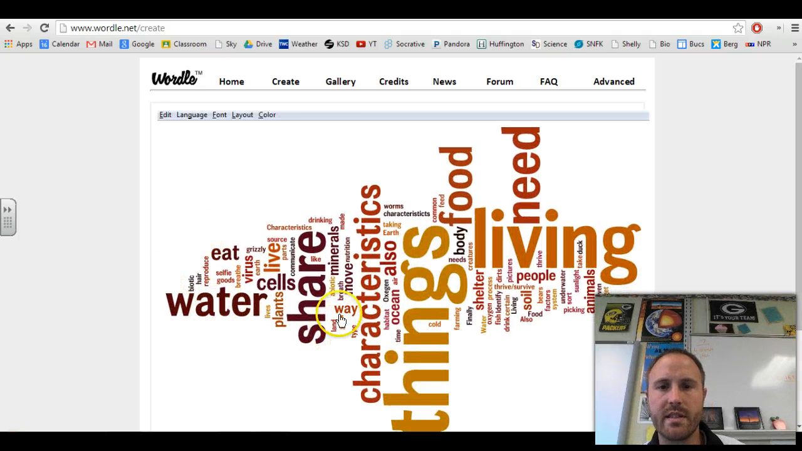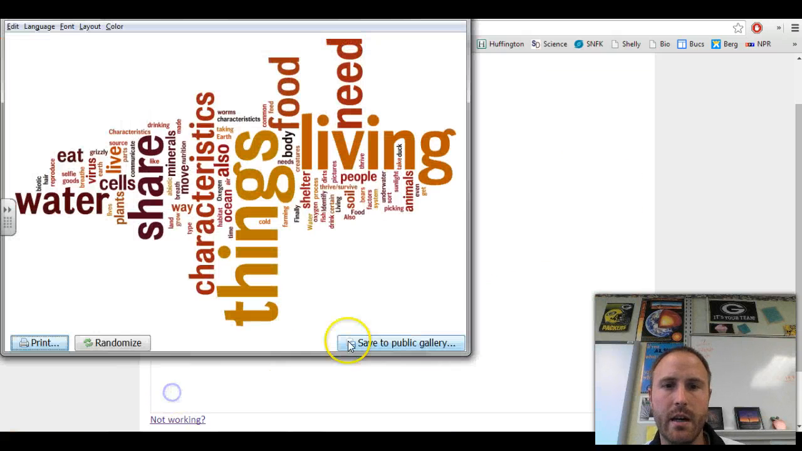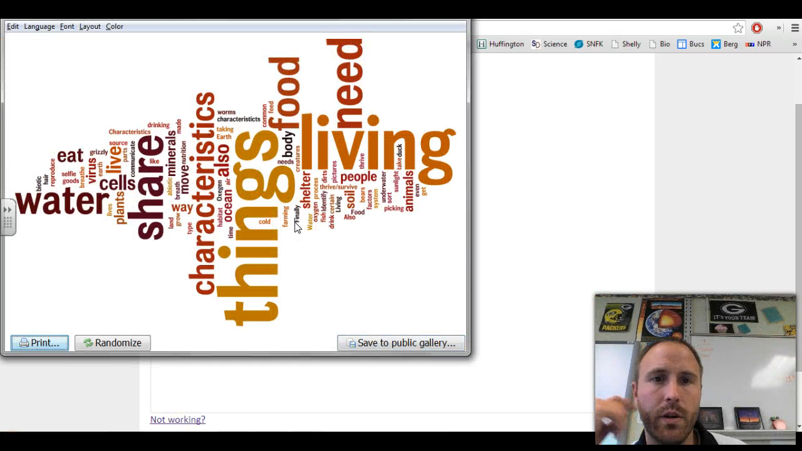And let's take a look. So some of the characteristics that everyone thought were important were food. You can see that there's some shelter that's in there. It looks like nutrition, water, cells. I see biotic, I see hair, reproduce. So those are some of the things that you guys had put down in the lab today.